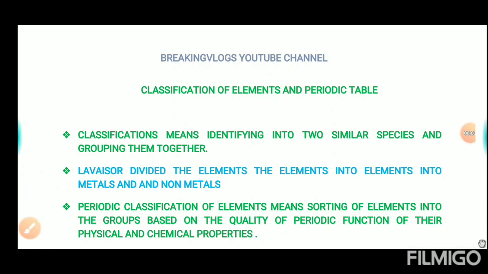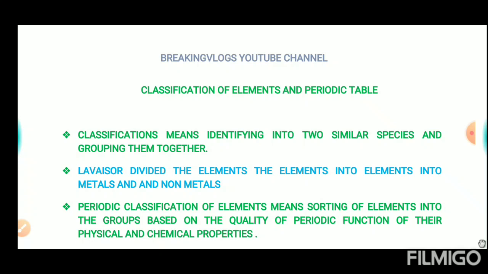The chapter is classification of elements and periodic table. First of all, let us understand the concept of classification. Classification means identifying two similar species and grouping them together. Lavoisier, who is also known as the father of modern chemistry, first divided the elements into two groups. The groups were metals and non-metals.